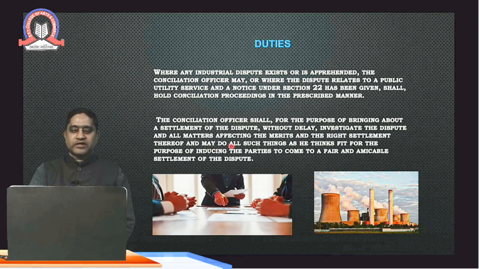Whereas if there is a conciliation officer, for the purpose of bringing about the settlement of the dispute without delay, he may investigate the dispute and all the matters affecting the merits and the right settlement thereof, and may do all such things as are necessary for the purpose of inducing the parties to come to a fair and amicable settlement of the dispute. So what is the role of the conciliation officer? He will try to resolve the dispute rather than aggravating the situation.